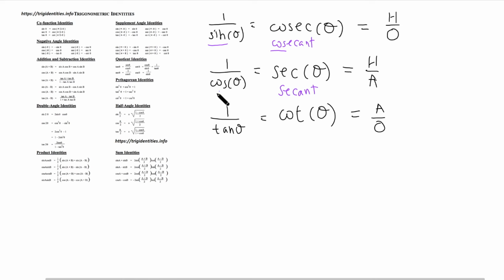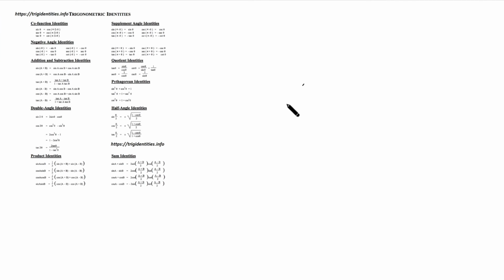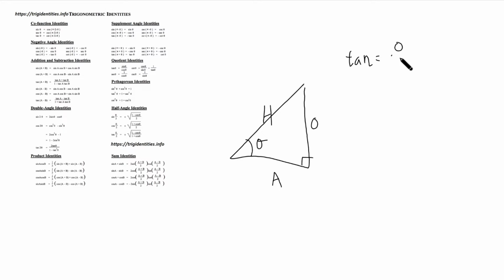and tangent respectively. We also know that since tangent theta is the opposite over the adjacent, we can look at SOHCAHTOA and come to the conclusion that tangent theta is no more than sine theta over cosine theta.